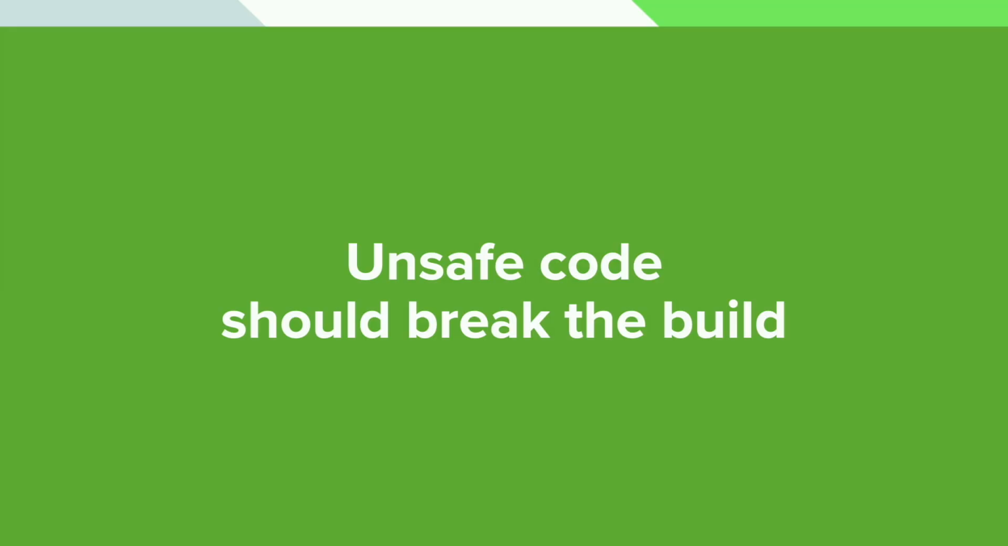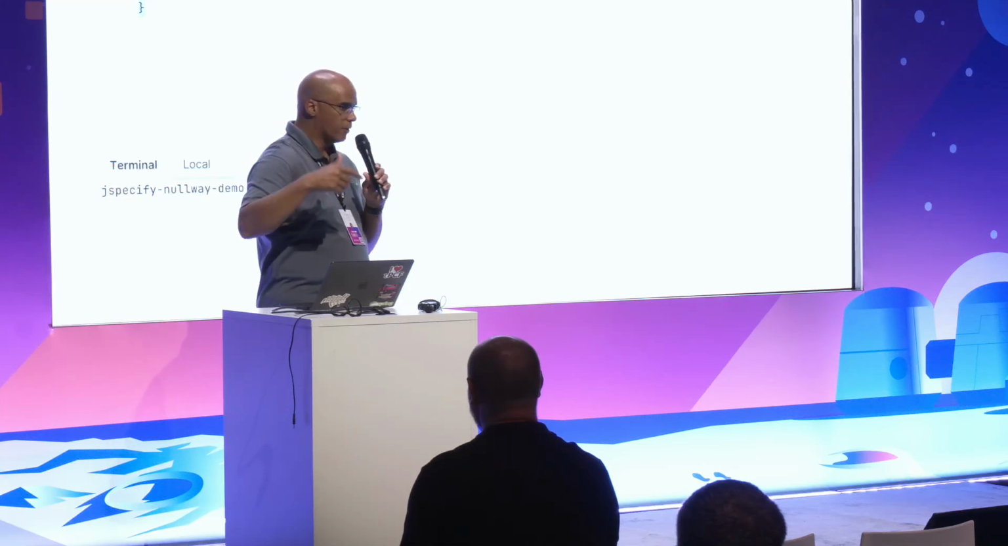The next step, I want to break the build. I don't want to let this happen. So what I'm going to do now is let's do my build. We know it's going to be a null pointer exception, but we don't want that. We don't want to let that get to production. So now we're going to break the build. We're going to use NullAway, which also uses Error Prone, and we're going to break the build.